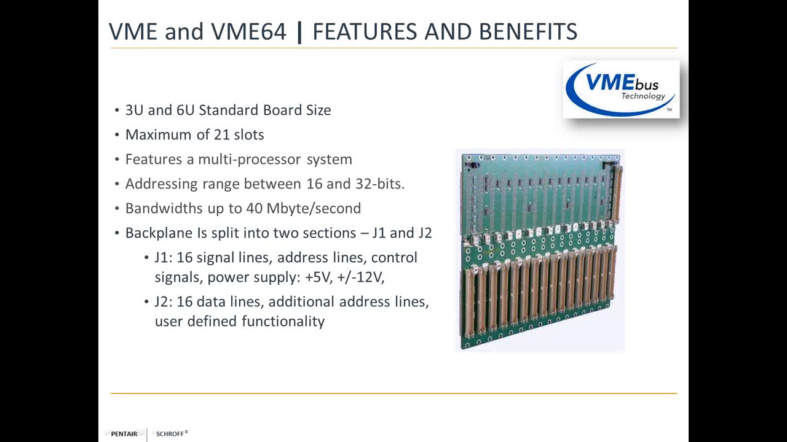It has an asynchronous bus, so no clocks are used to coordinate the data transfers, and addressing can range between 16 and 32 bits. It supports bandwidths up to 40 megabytes per second and has a backplane that is split into two sections, the J1 and the J2 section. The J1 includes 16 signaling lines, the address lines, and control signals, and has 5-volt and 12-volt power supply. The J2 section includes 16 lines like J1, but it also includes additional addressing lines and user-defined functionality.